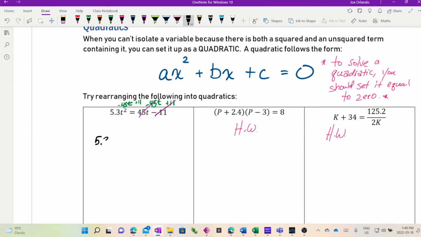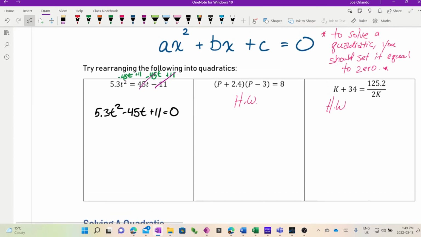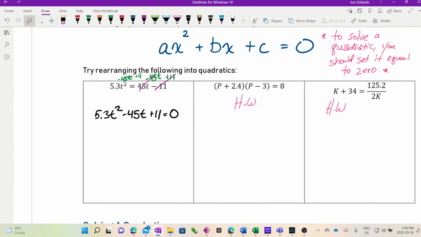Why go through every step instead of just moving it to get 5.3t squared? If you want. Yeah, that's fine.